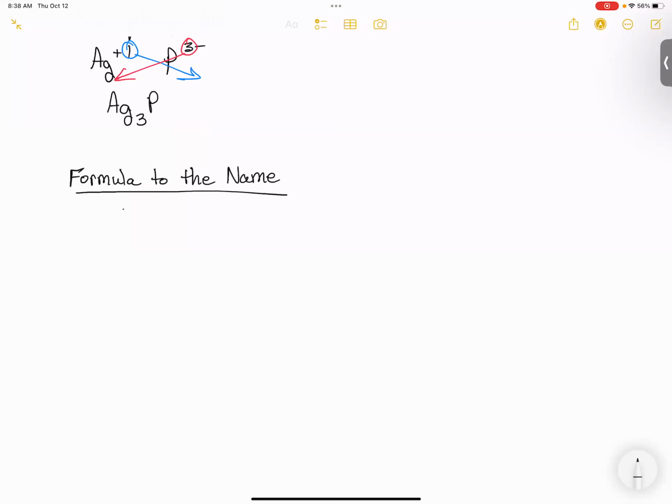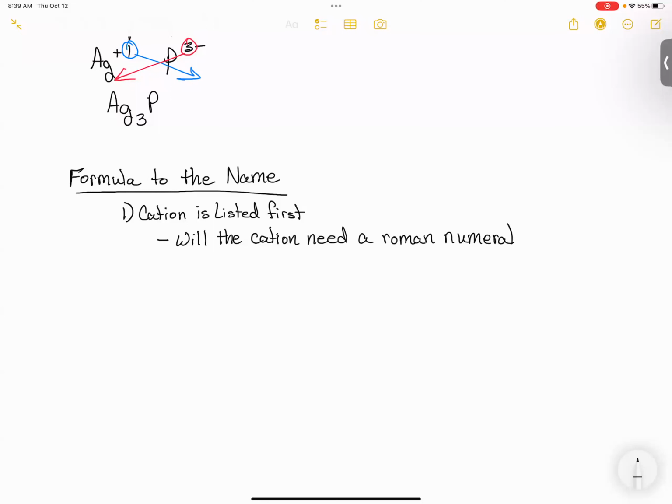Because the first thing, first of all, cations listed first. So the first thing you got to know is, will the metal or the cation need a Roman numeral? That's the first thing we got to know. Will the cation need a Roman numeral?